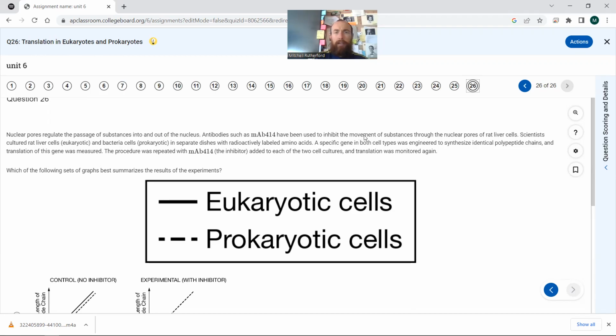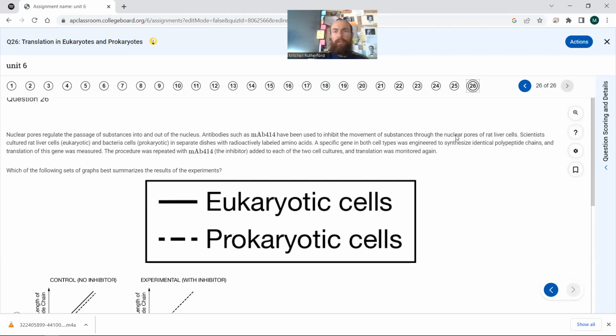Passage, antibodies. You have to know antibodies are proteins. In separate dishes, radioactive, specific, synthesize, identical. Which of the following sets of graphs best summarizes? Okay, the procedure was repeated, inhibitor added to each, and the translation was monitored again. The specific gene was engineered to synthesize identical polypeptide chains, and the translation of the gene was measured. Okay, this is so interesting.